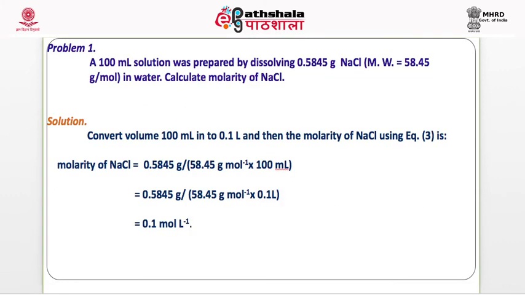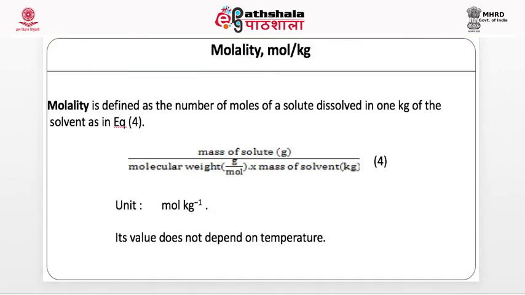Now there is a problem. A 100 milliliter solution was prepared by dissolving so much gram of NaCl, the molecular weight is this, in water. Calculate molarity. Now how do we calculate it? Molarity of NaCl equals mass divided by molecular weight into volume in milliliter. This volume in milliliter has to be converted into liter. This is 0.1 liter. So if you calculate it, you will get 0.1 mole per liter as molarity. Molality.